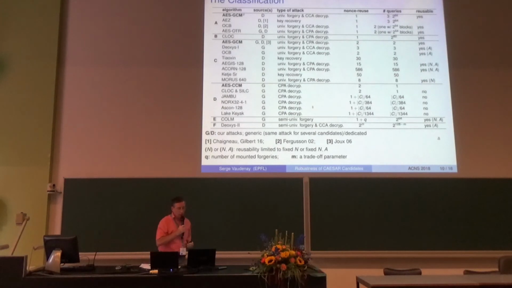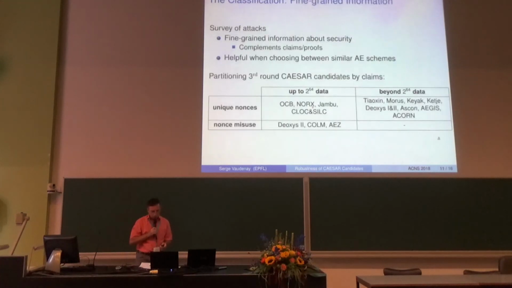Okay? Maybe 30 times is not so realistic, but you have also some other cases, for instance, OCB. With OCB, if you have a nonce that you use twice, you have also some kind of terrible attacks like universal forgery and CCA decryption attacks. Okay, so these are our results.